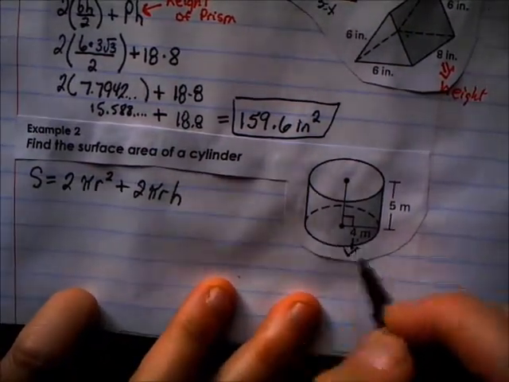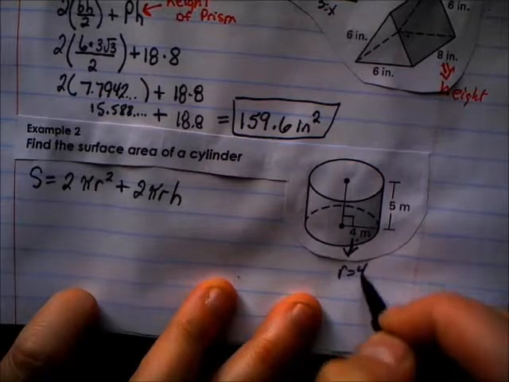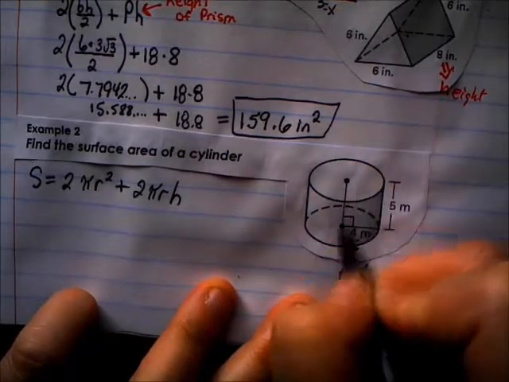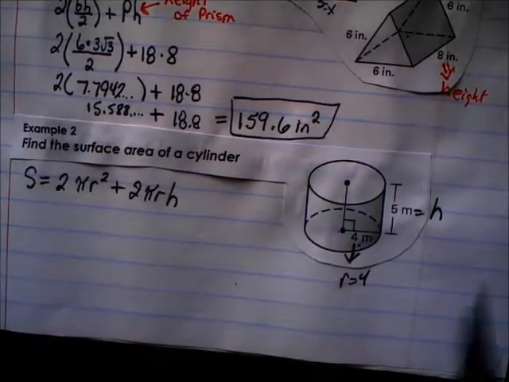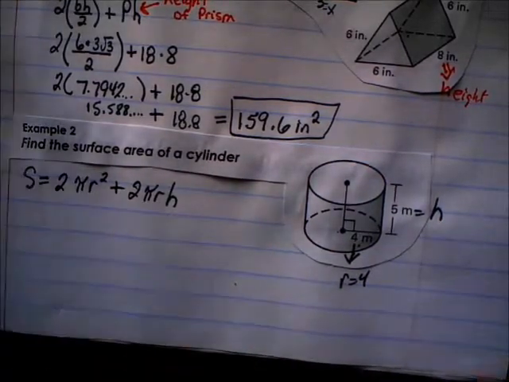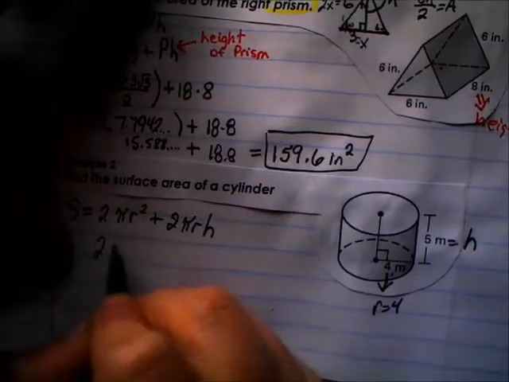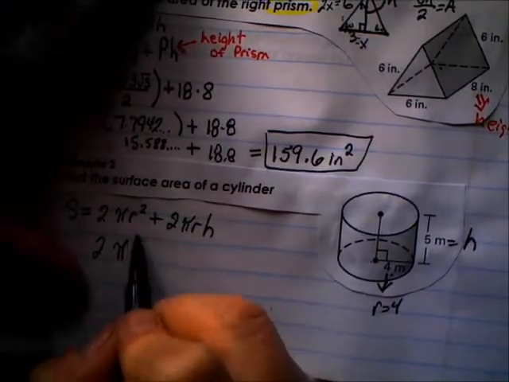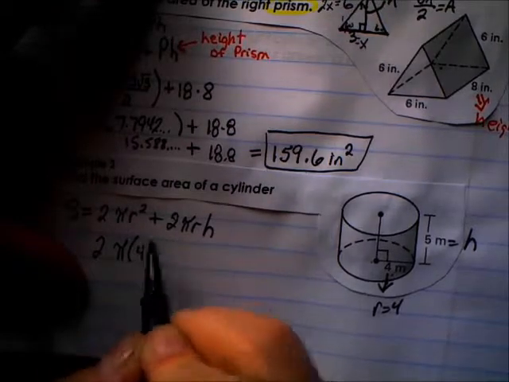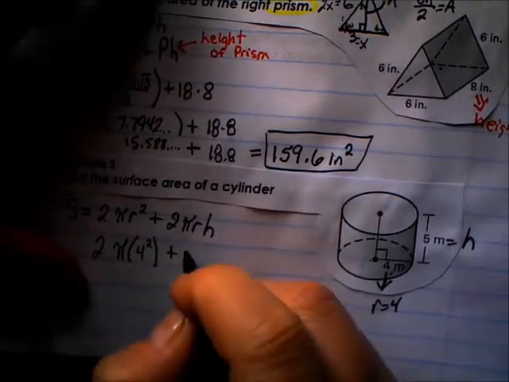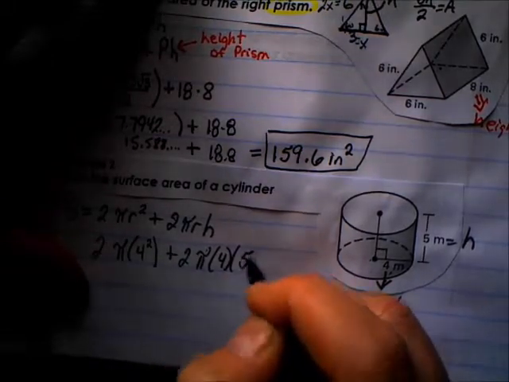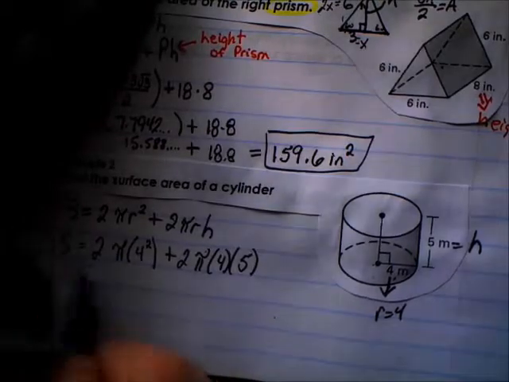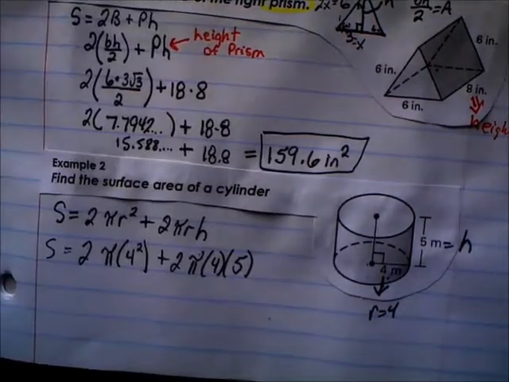And if I look at my picture, notice they have a 4, which represents my radius, and the 5 is modeling the interior length, which means that is my h for my problem. So I'm going to take those two numbers and plug them into their appropriate slots. So that'll be 2 times pi times the r squared plus 2 pi times 4 times 5. That will be my surface area. And I'm going to type this whole thing in my calculator and get an answer.